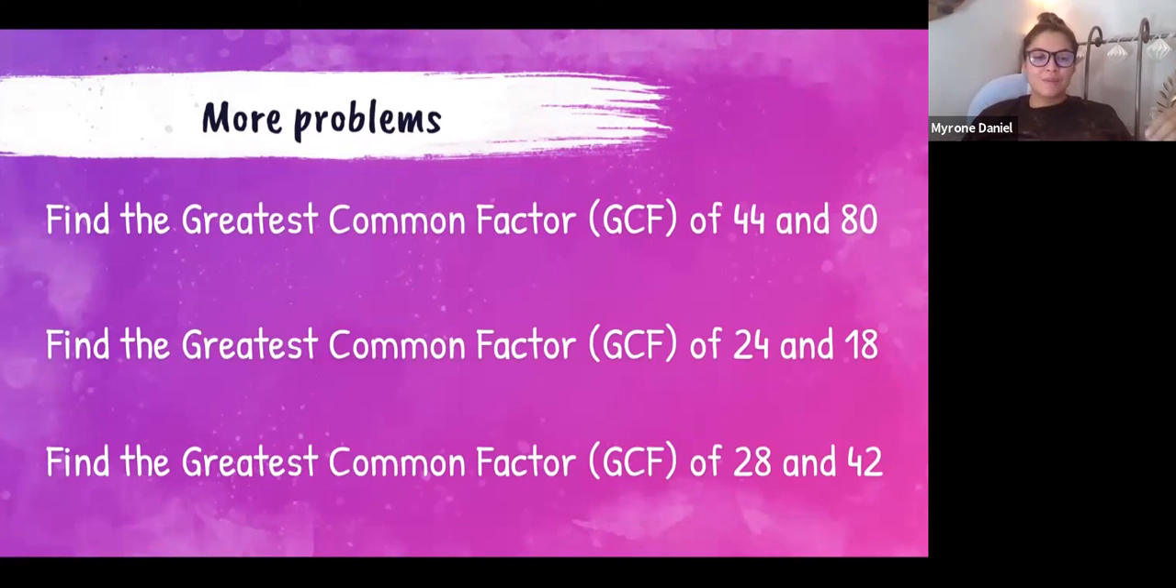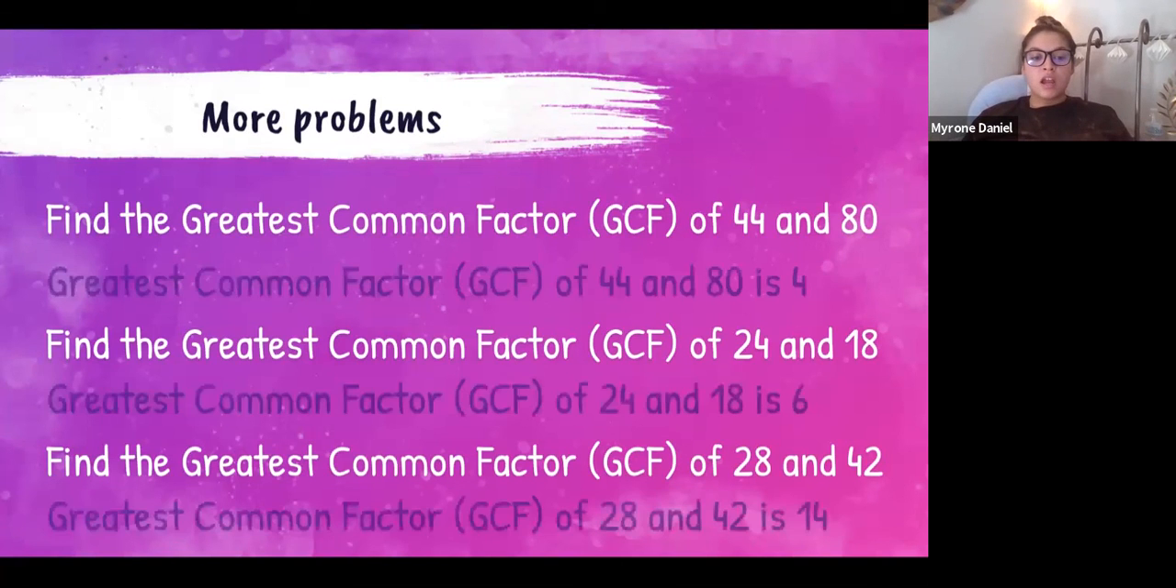Okay, welcome back. So these are the answers that you should find. The greatest common factor, or GCF, of 44 and 80 is 4. The greatest common factor of 24 and 18 is going to be 6. And the greatest common factor of 28 and 42 is 14.